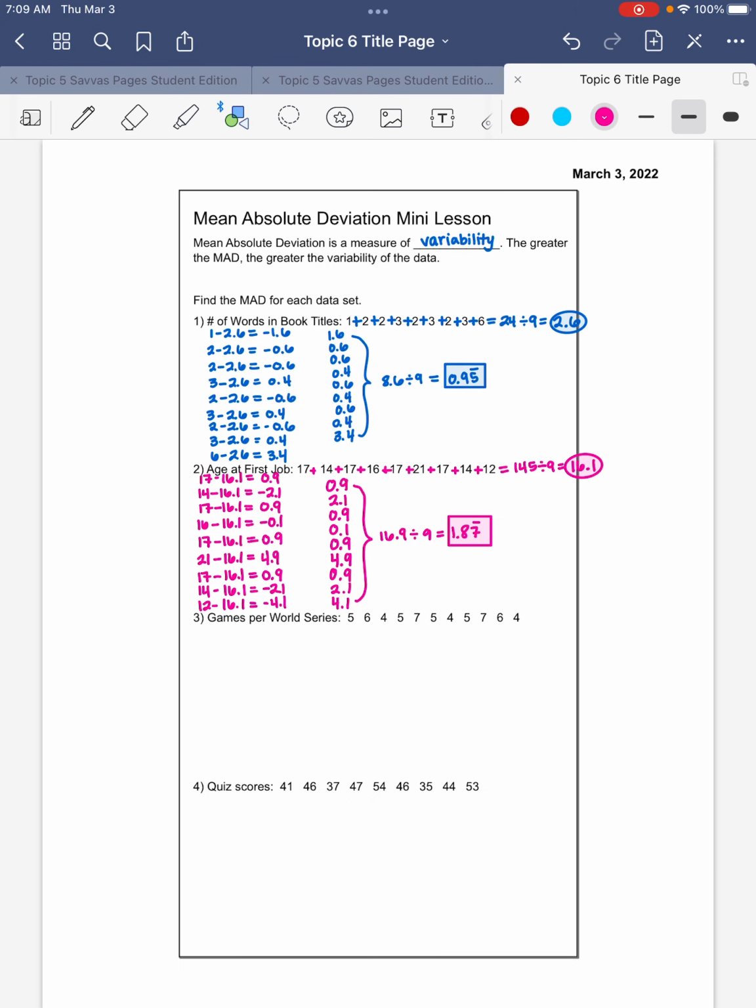I do want to mention that on your test, I have worked out the problem about mean absolute deviation, and you will not be getting all of these decimals. So that is the good news that you can look forward to on your test.